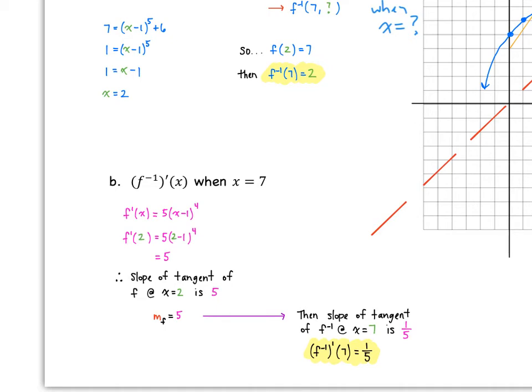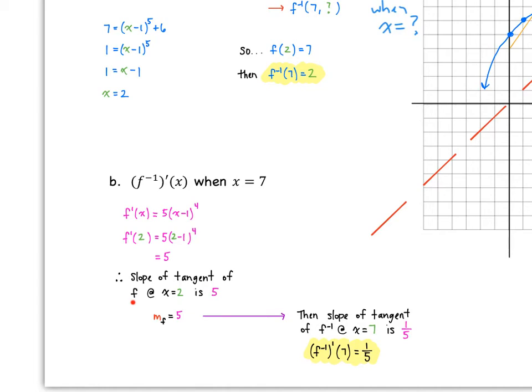So we're going to use the derivative of f to help us find the derivative of f inverse, the slopes at those points. The first thing we're going to do is look at the derivative of f, which is 5 times the quantity x minus 1 to the 4th. So we're using the x value when x equals 2 to find what the slope is at that point, (2, 7). We plug 2 in for x, and we get the slope of the tangent of f at x equals 2 to be 5. So the slope is 5 for f.